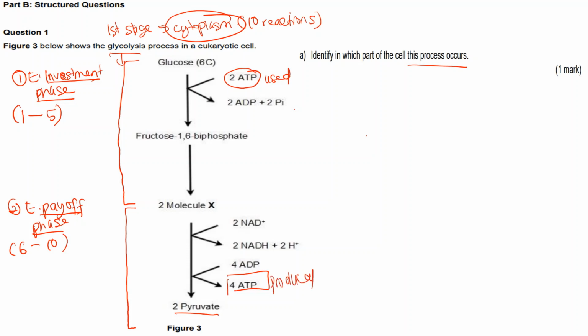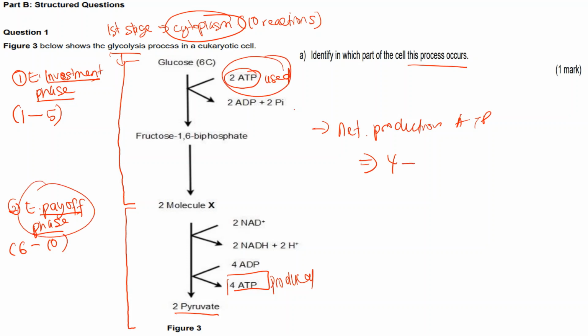4 molecules of ATP, so you have to know what is the net production of ATP for glycolysis. The net production of ATP is the 4 ATP produced during the payoff phase minus the 2 that are used during the investment phase. So the net production of ATP will be 2 molecules of ATP for glycolysis.